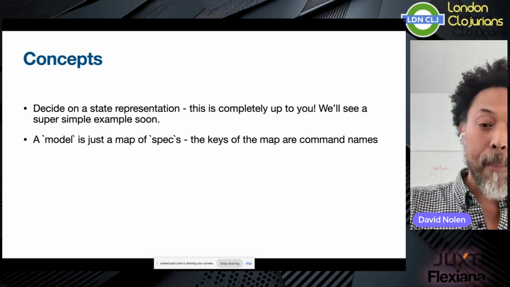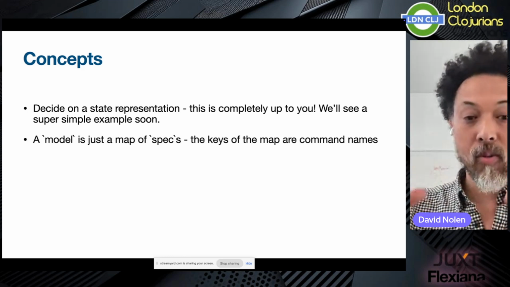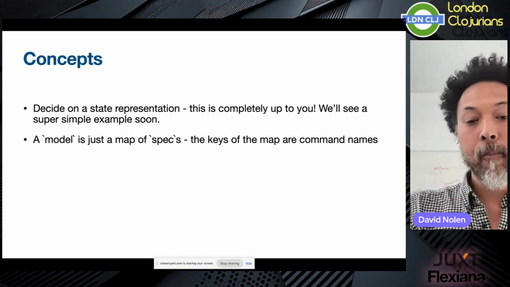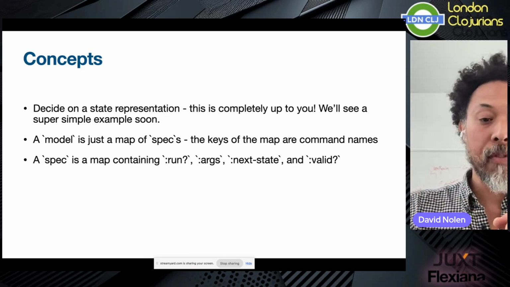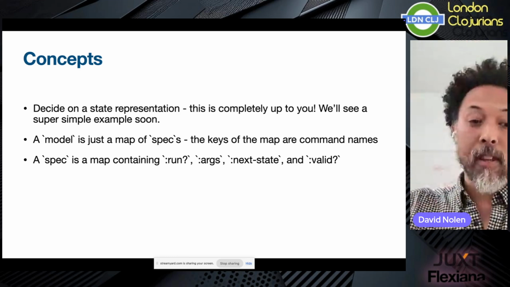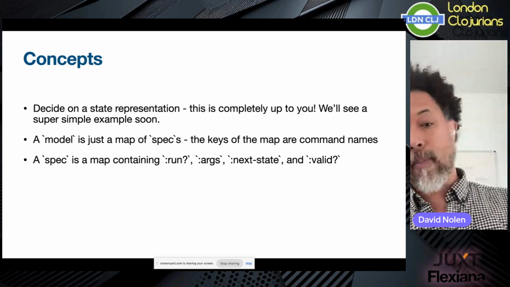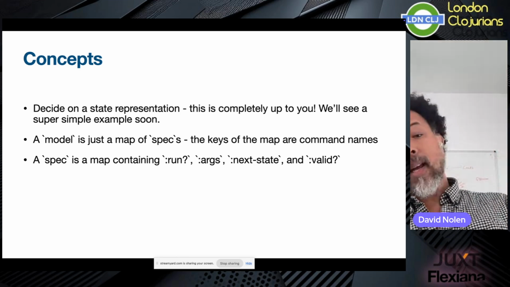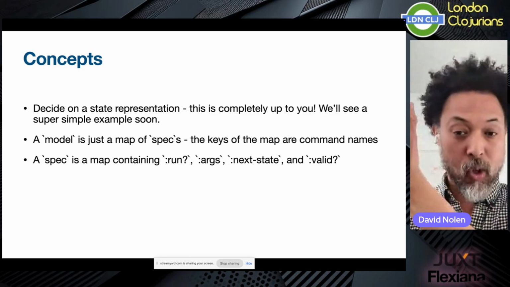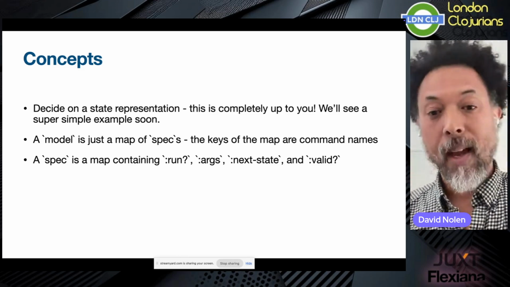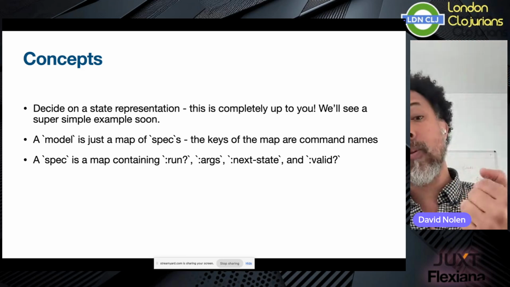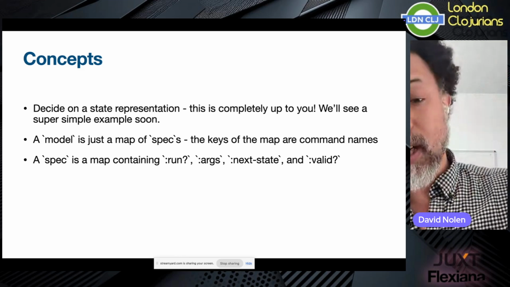A model is just a map of specs. The keys of the map are the command names that are going to be a part of your model. Each key is the name of the command, and the spec for a command is just a few things. Can this command run right now? What arguments are going to be generated when we create this command? How do we compute the next state? Computing the next state is important because that will control what other commands could be generated.